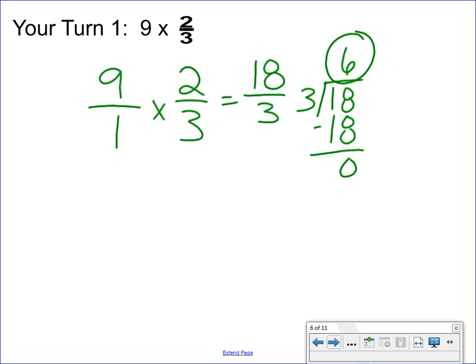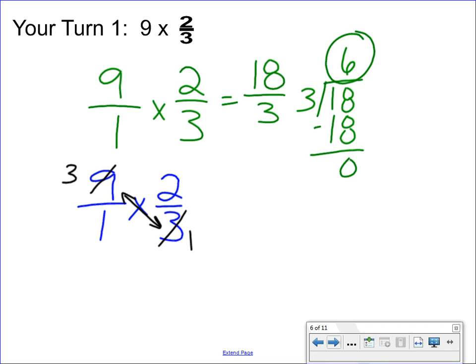Some of you might have done this a little bit differently, and that's okay. 9 over 1 times 2/3. You might have looked and said, 9 and 3, they're diagonal from each other, and they can both be divided by a number. That number would be 3. 9 divided by 3 is 3, and 3 divided by 3 is 1. So therefore, you did 3 times 2 is 6, and 1 times 1 is 1. Making this really, really easy for you to do, because 6 divided by 1 is just the whole number 6. Either way gets you the correct answer. Whatever works for you is what you should do.